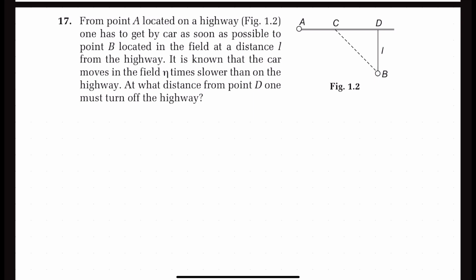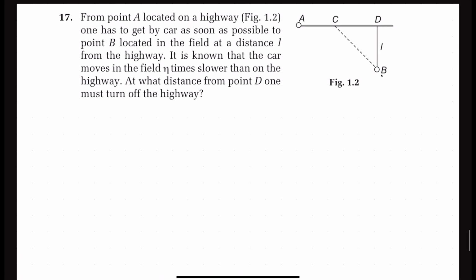This question is from Irodov. It is based on the concept of rectilinear motion, where there is a point A and a point B. A is located on the highway, and one has to get by car as soon as possible to point B located in the field at a distance L from the highway. It is known that the car moves in the field n times slower than on the highway. At what distance from the point D must one turn off the highway?